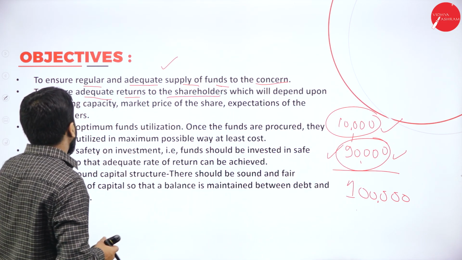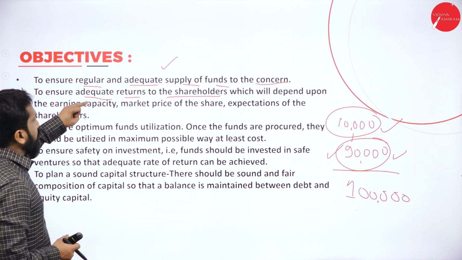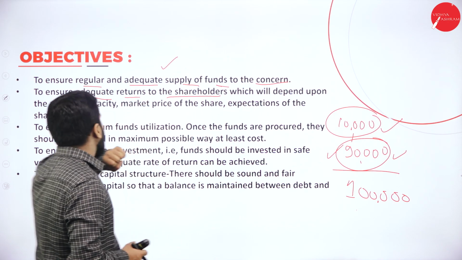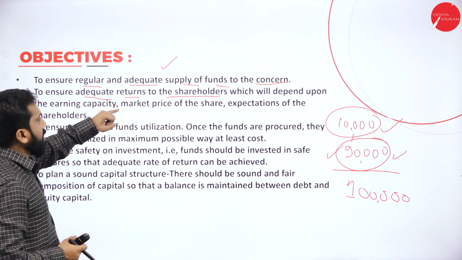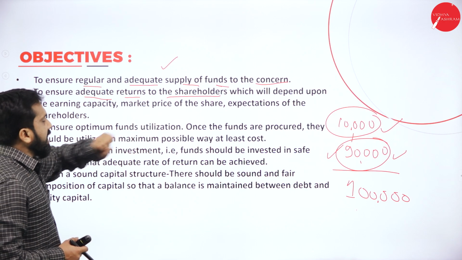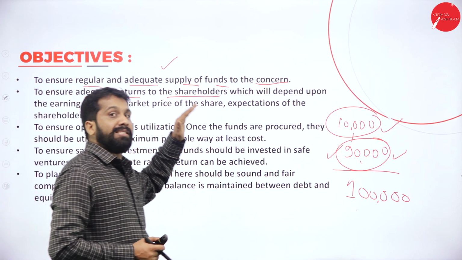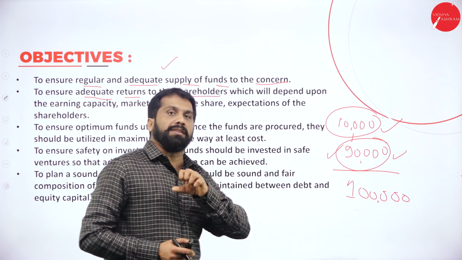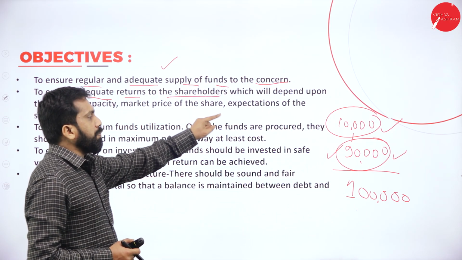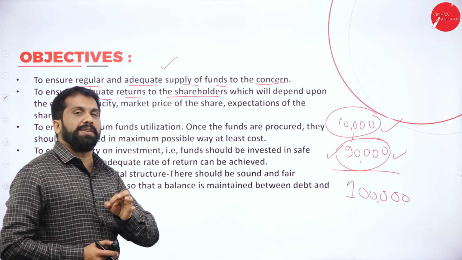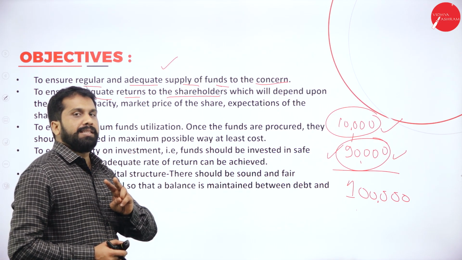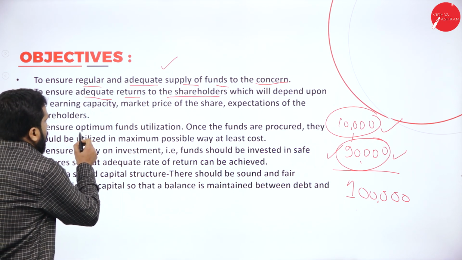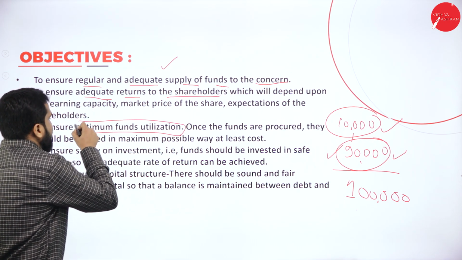That is nothing but to ensure adequate returns to the shareholders, which will depend upon the earning capacity, market price of the share, and expectation of the shareholder. These things are very important. According to that, the money is paid to the shareholder. That we need to carefully check. Second point done. And the third one: to ensure optimum fund utilization.